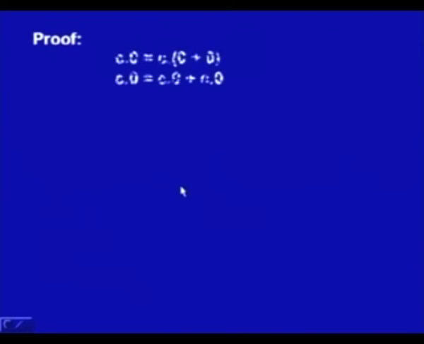Now, for the second part, the proof goes like this. I start with C 0, 0 is a vector now, is equal to C multiplied by 0 plus 0, 0 being the additive identity. So, 0 plus 0 is also 0. So, C 0 is C dot 0 plus 0. This dot represents scalar multiplication. So, this can be written as C dot 0 plus C dot 0. Distributive property is applied. Now adding to both sides, minus C times 0.